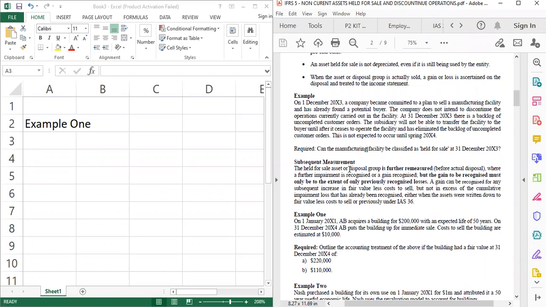So we are saying that when they say held for sale, it means that we no longer need the asset and we want to sell it. Held for sale means we are only going to recognize cash from the asset through sale, not continual use.